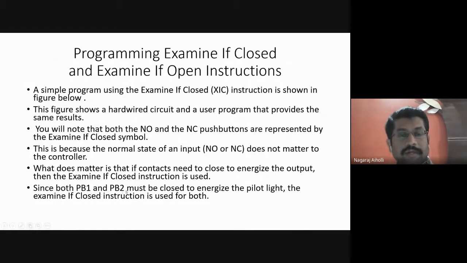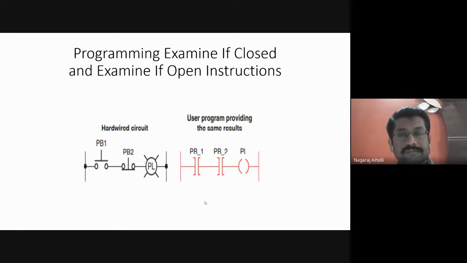Look at this statement: as both PB1 and PB2 must be closed to energize the pilot light. Both must be closed. Though one may be normally open and another may be normally closed, the way they are interpreted is that both should be in closed state only. That is, they have to be in true state only. So when both PB1 and PB2 are true, the examine if closed instruction is used for both. That is the hardwired circuit and the user program providing the same result as that of the hardwired circuit.